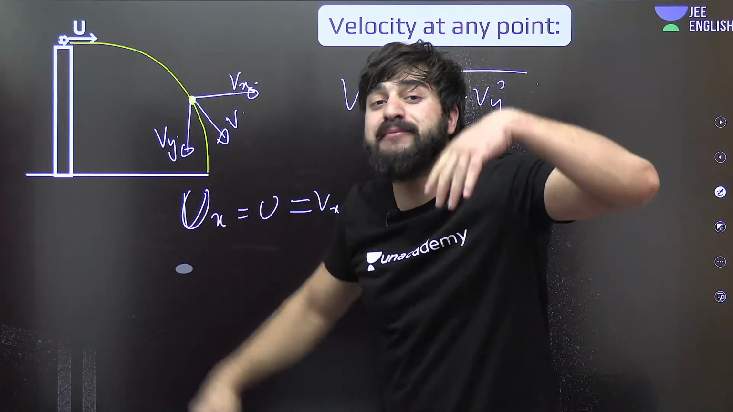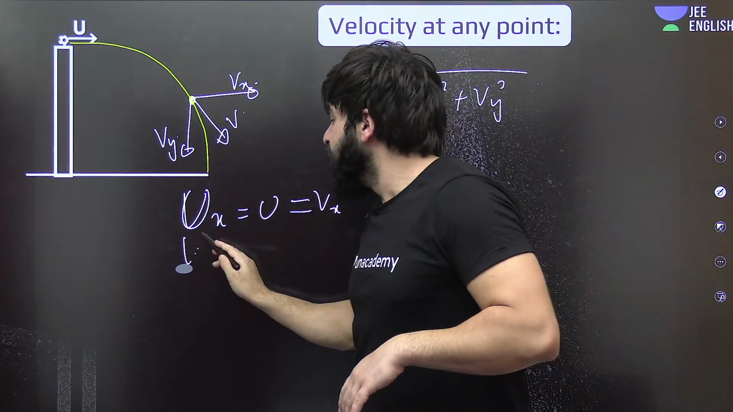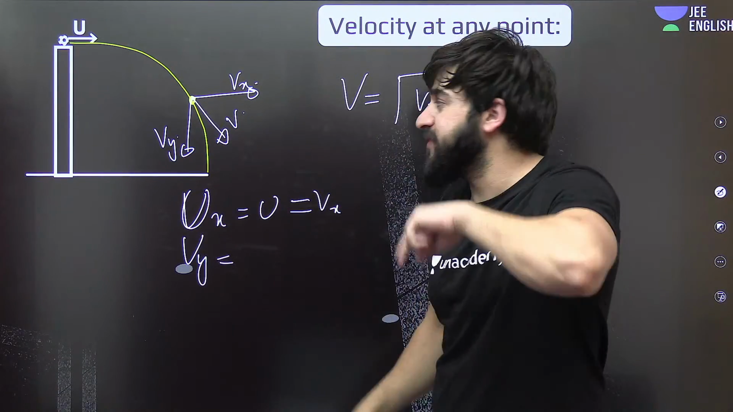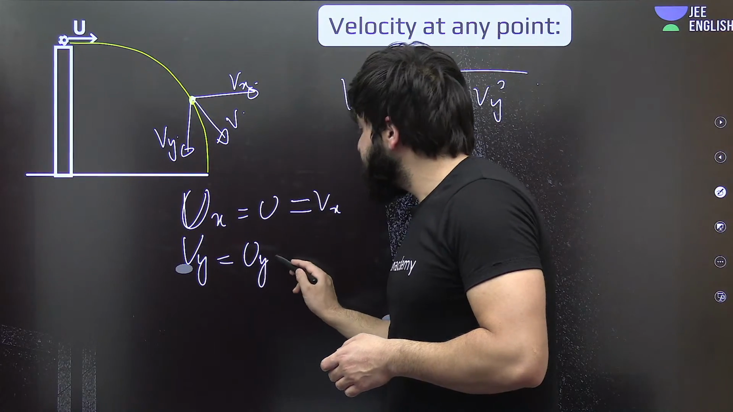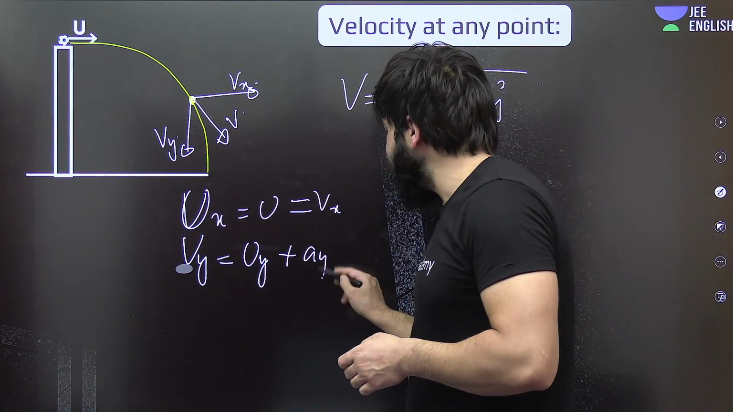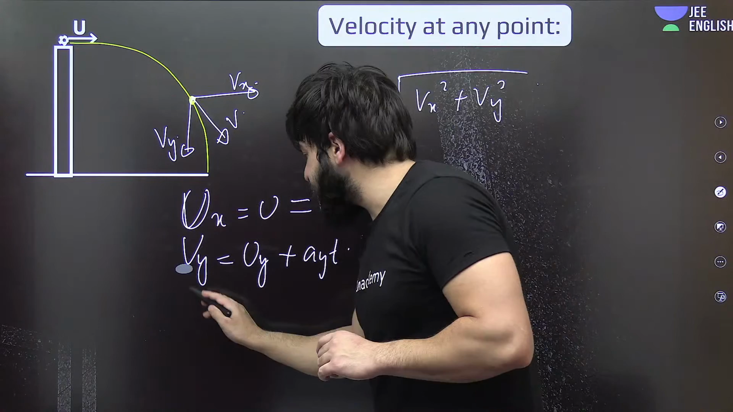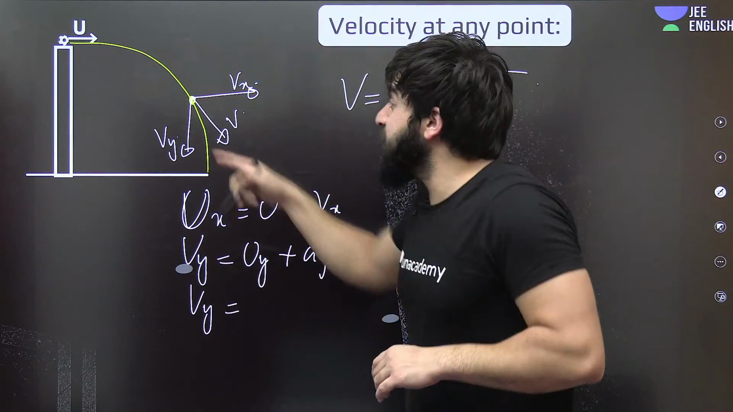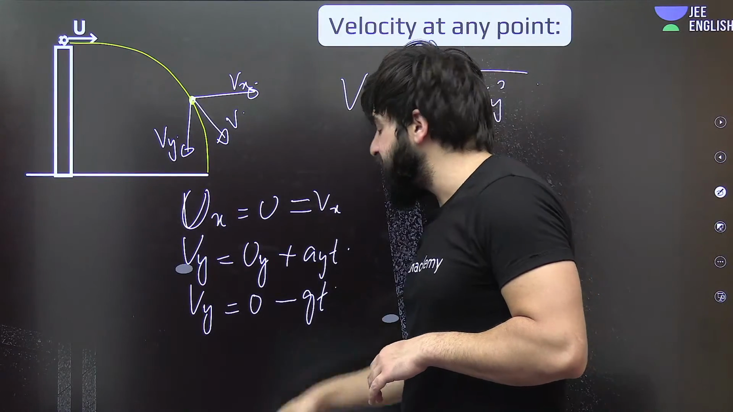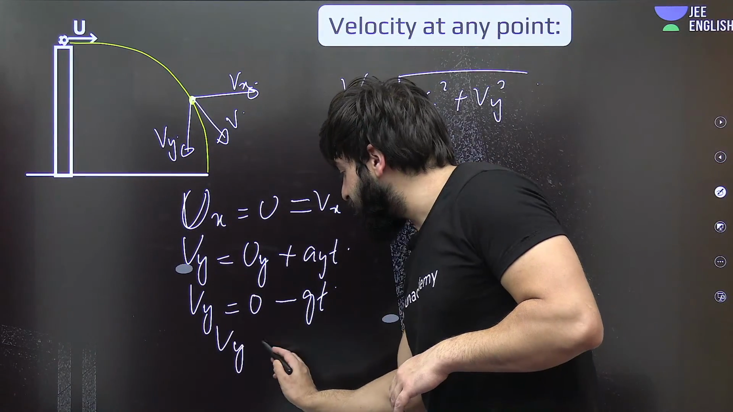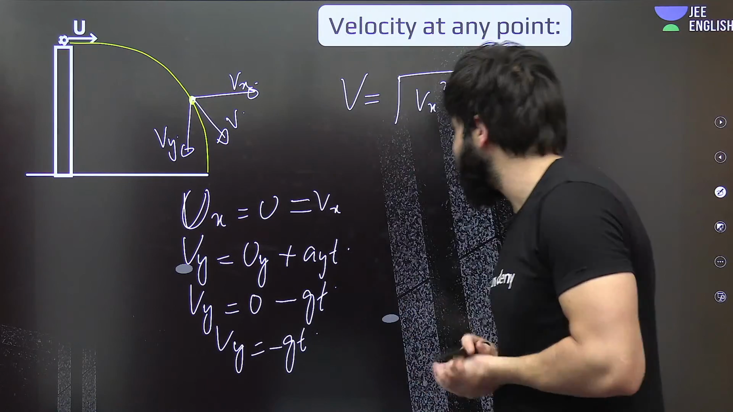Now, if I ask you to tell me the velocity in y direction at any point, let's say vy, what will it be? That is uy plus ay into t. We use this equation. So vy at any point: initial velocity in y direction is 0, acceleration is minus g, and time is t. So vy will be nothing but minus gt. Can I say it like that?